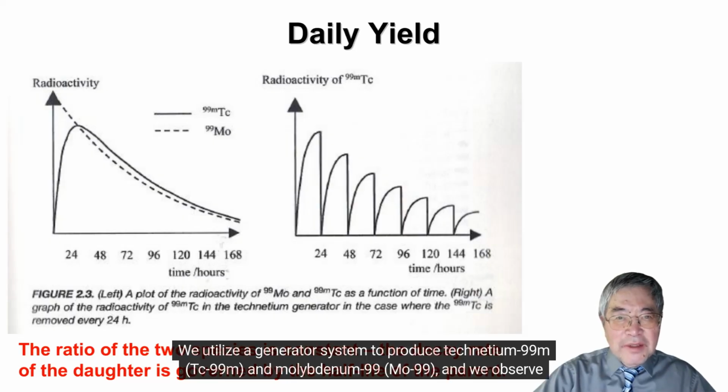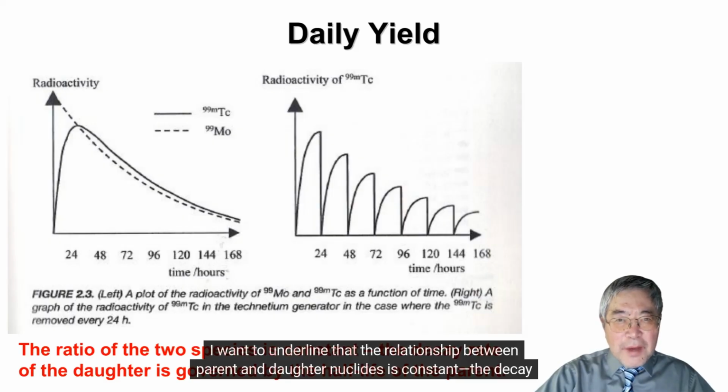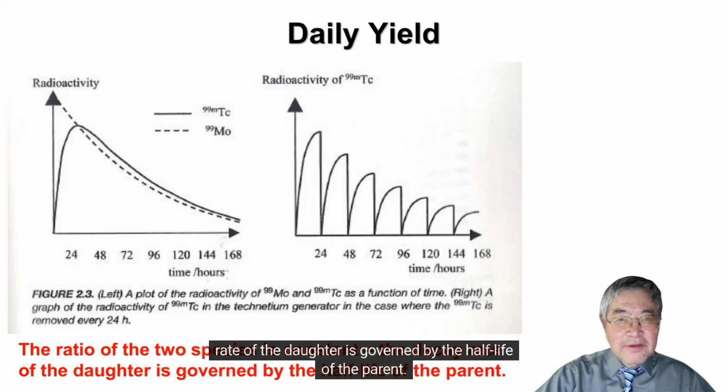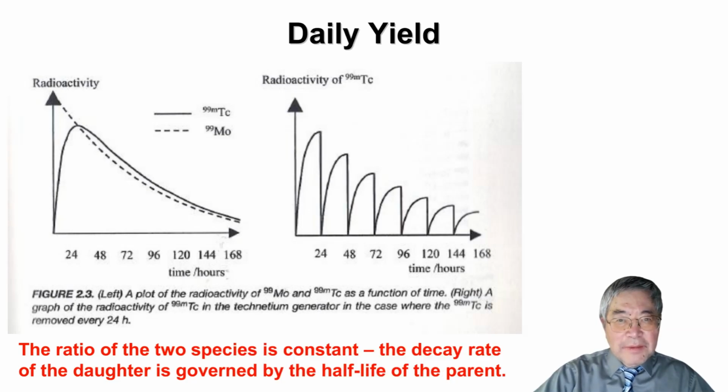We utilize a generator system to produce technetium-99m, Tc-99m, from molybdenum-99, Mo-99, and we observe the dynamic range illustrated. I want to underline that the relationship between parent and daughter nuclides is constant. The decay rate of the daughter is governed by the half-life of the parent. This is a core principle in nuclear medicine generators, particularly in SPECT imaging.